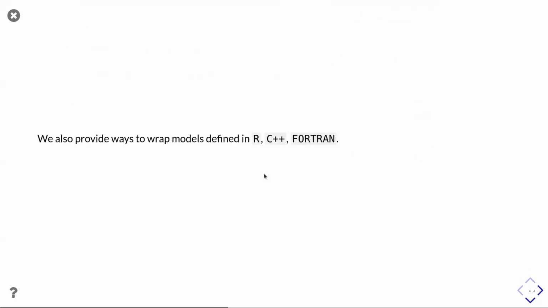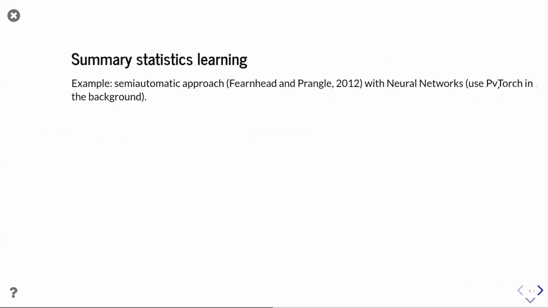If your model is defined, for instance, in R, C++, or Fortran, of course, we provide ways to run models which are defined in this way. There are some examples in the documentation if you want to look at them. And it is in a very similar fashion as the one I've described before. You can implement new statistics classes, new distances, and so on. Basically, everything you need to do is to define a new class which defines some methods in the way they should be defined.